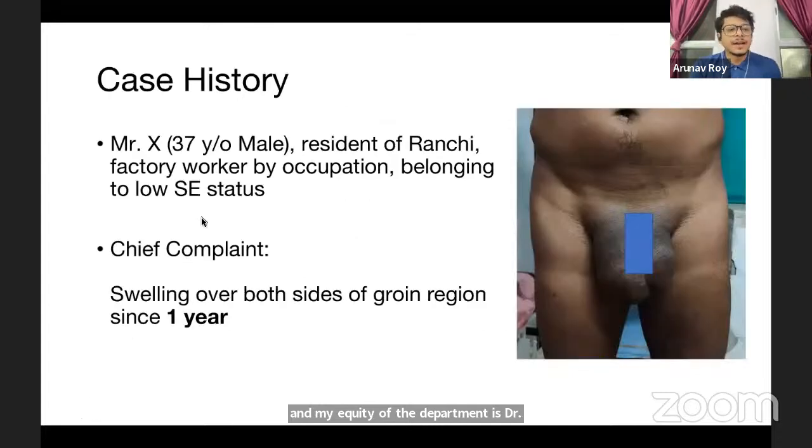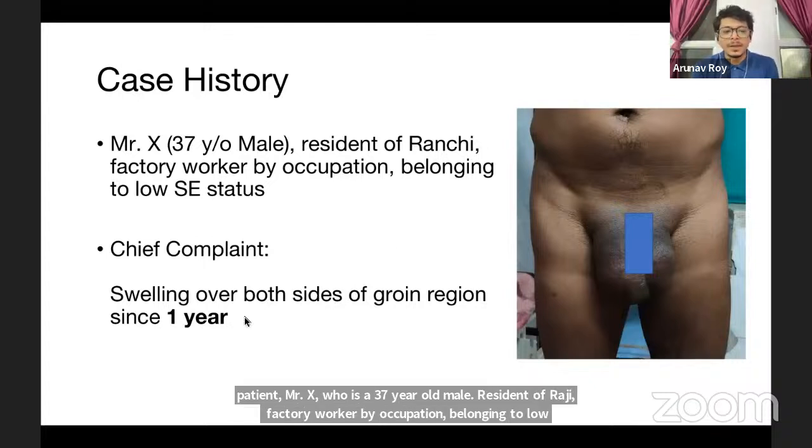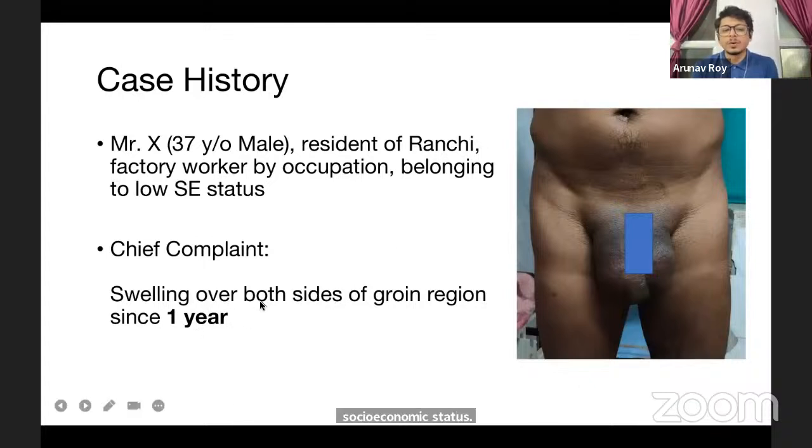My patient, Mr. X, is a 37-year-old male resident of Ranchi, a factory worker by occupation, belonging to low socioeconomic status. He presented to the surgical OPD with a complaint of swellings over both sides of the groin region since 1 year.